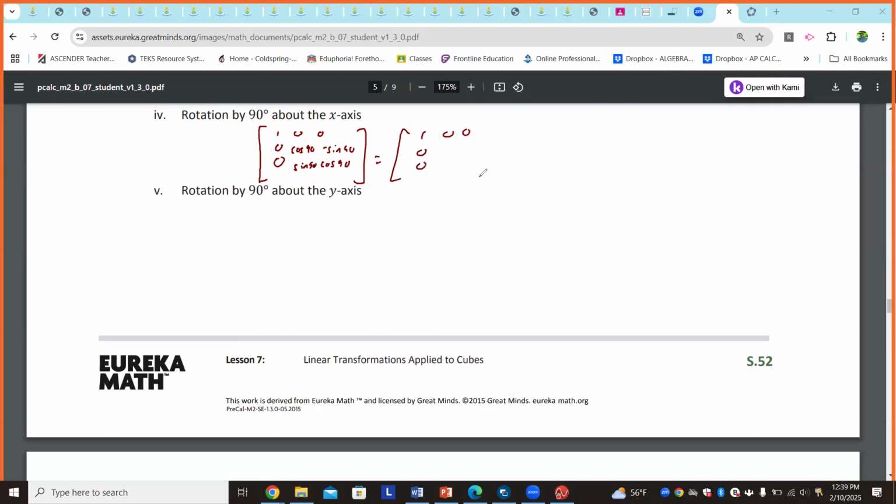So again, where there's a cosine 90, it gets a 0. And then what's sine of 90? 1. So this becomes a negative 1 and a 1. So this is what a rotation of 90 degrees around the x-axis looks like.